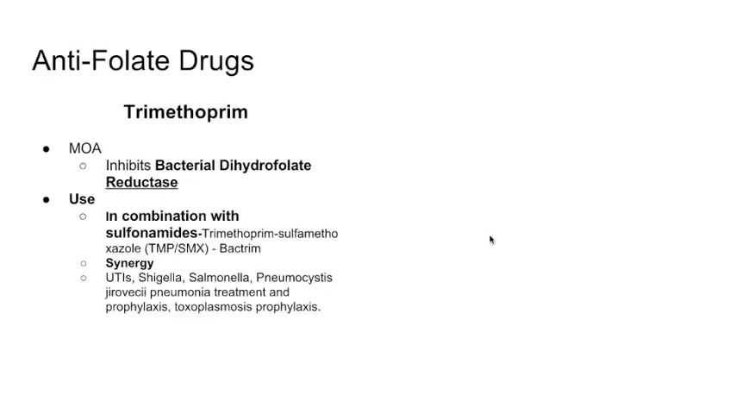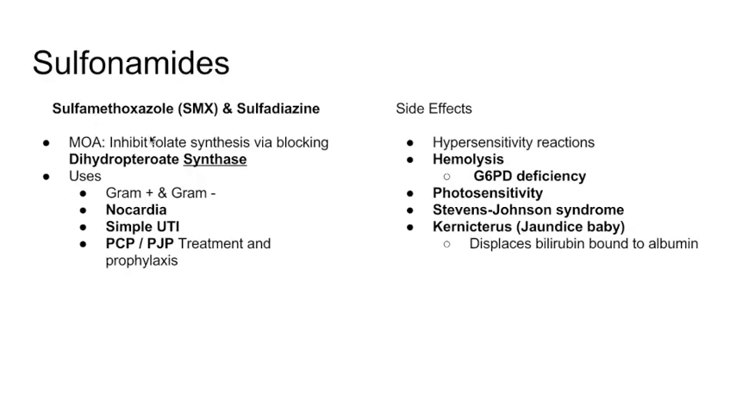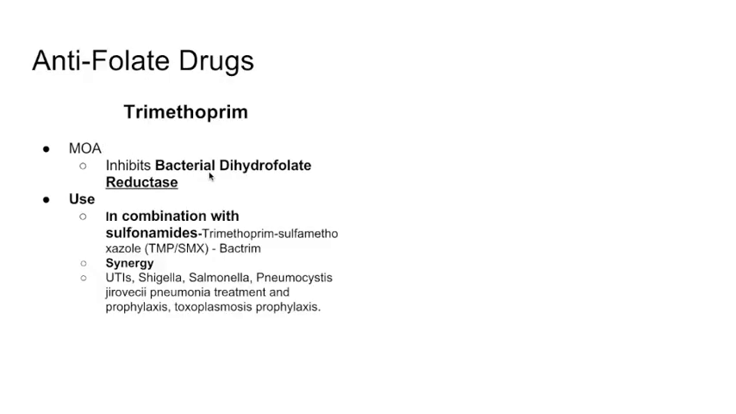Now its cousin, trimethoprim, and I would actually say its younger sibling. It inhibits bacterial dihydrofolate reductase. So sulfamethoxazole inhibits synthase, and trimethoprim inhibits reductase. The reason I stress this is because you can see it in some questions asking what specifically these medications inhibit. It's combined with sulfonamides, and the medication is called Bactrim. And when you go on clinical rotations, you'll hear Bactrim a lot.